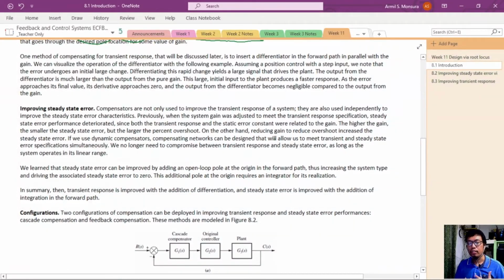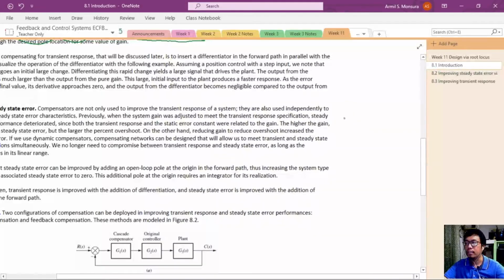The steady state error, basically, one way of improving your steady state error is increasing the system type. Okay? Take note that, for example, if your system is a type 0 system, okay? So for example you have K over (s+1)(s+2). Okay? If you have this system which is type 0, we know that it has an error to a step input.